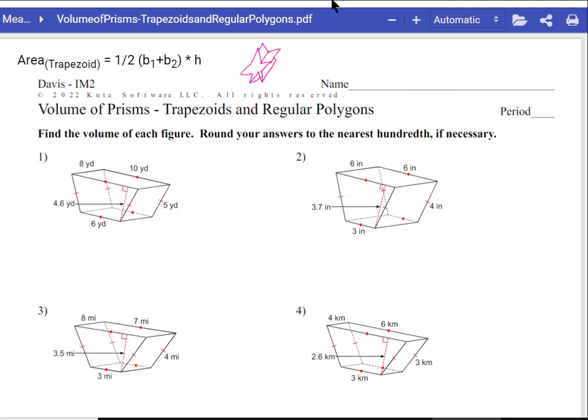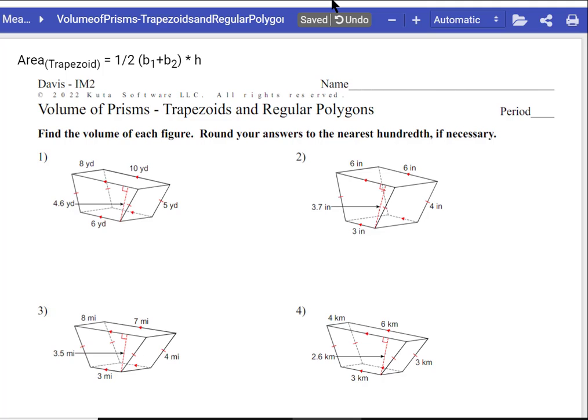If you look at this pink little star right here, the shape continues. If I draw it in, it doesn't look pretty anymore, but the star repeats going backwards. In order to figure out the volume of this star prism, we'd have to find the area of the star and then multiply it by how many times it repeats going back. The same thing applies with these regular polygons or trapezoids.